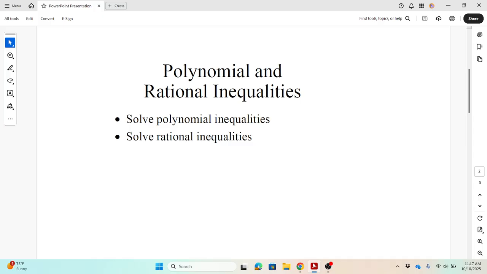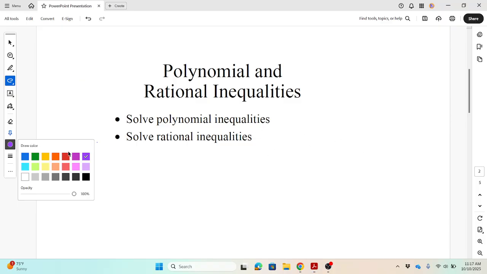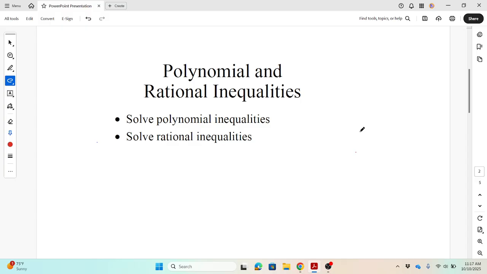Polynomial and rational inequality. We're going to solve inequality problems here. For example, let's say you have 3x plus 5 is greater than or equal to 0. How do you solve it?